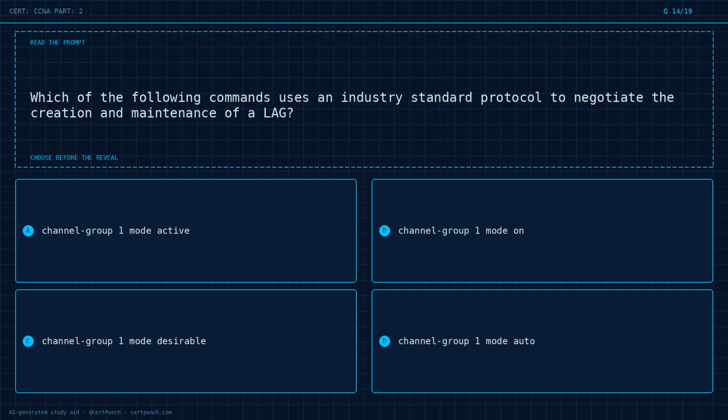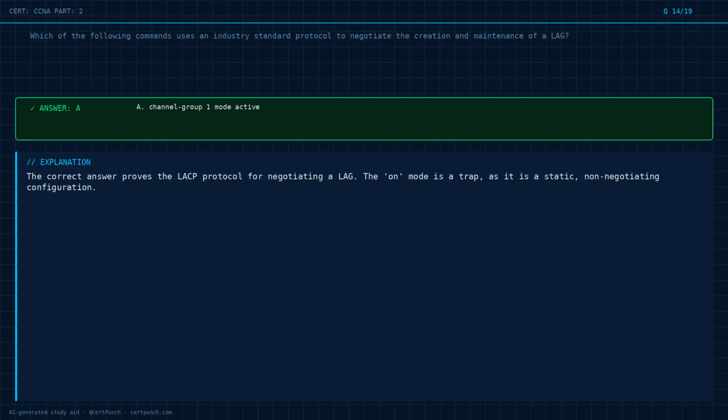Lock in your pick before the reveal. Trust the read. The answer is option A. Why it works: the correct answer proves the LACP protocol for negotiating a LAG. The on mode is a trap, as it is a static, non-negotiating configuration.